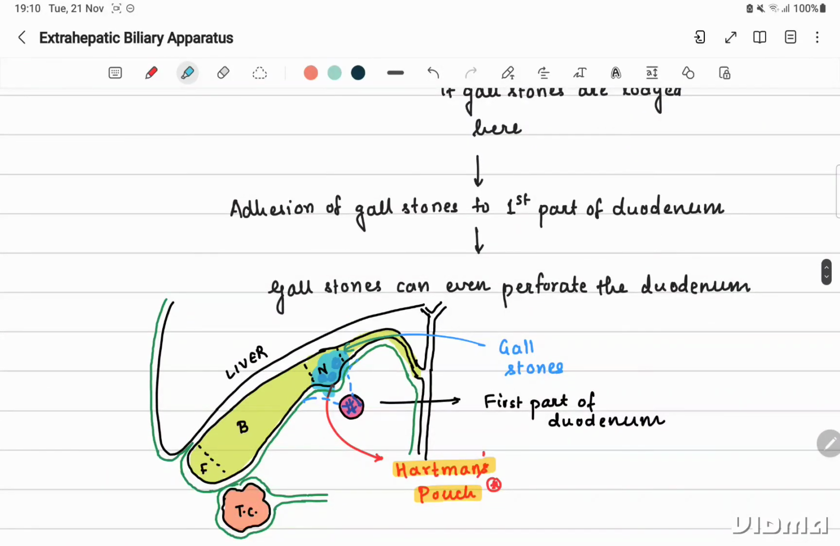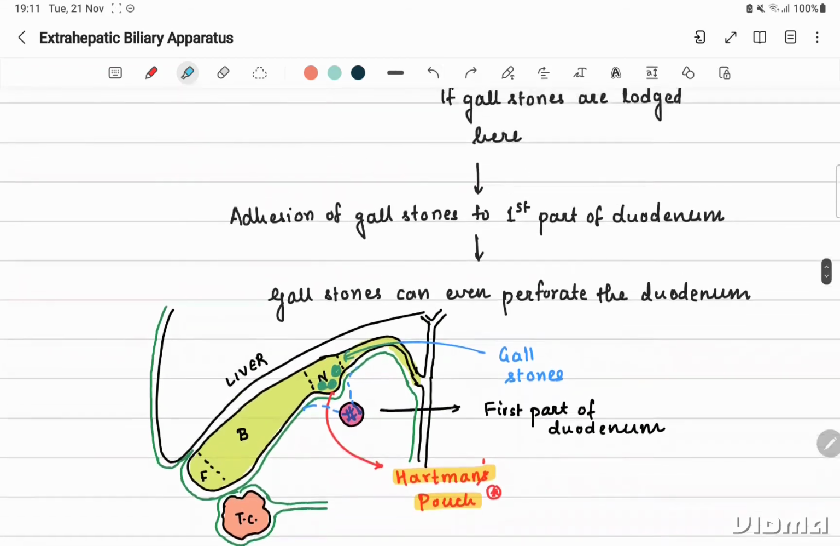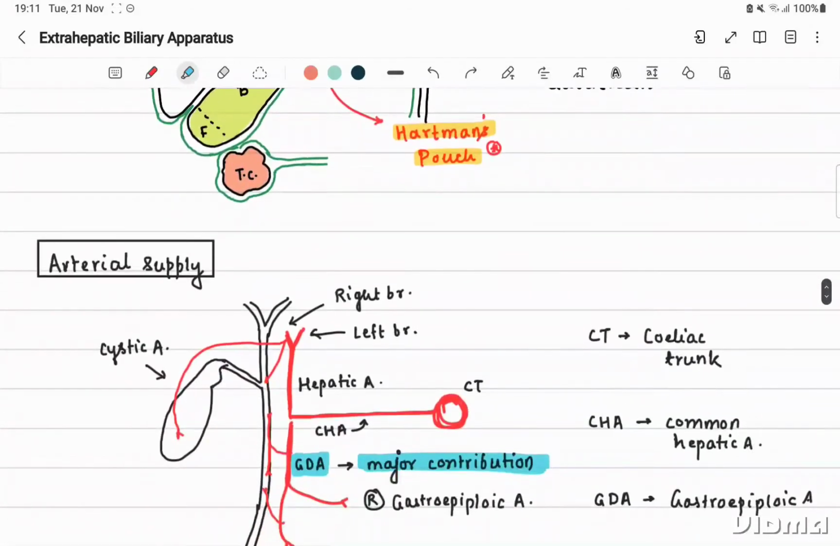So if gallstones are lodged here, the pouch will dilate and will combine with the first part of the duodenum. The gallstones can perforate and go into the first part of the duodenum. So it is important surgically and clinically.